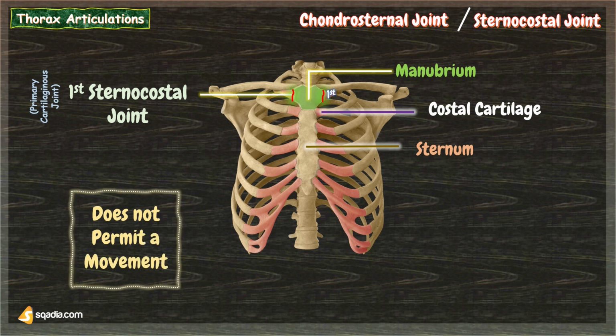The second to seventh costal cartilages form synovial joints with the sternum, which include a cavity filled with synovial fluid and are lined by a synovial membrane. These joints, except for the second one which is double, have a single synovial joint.